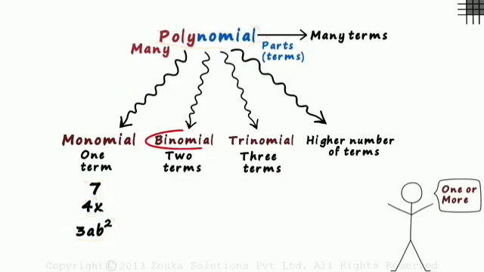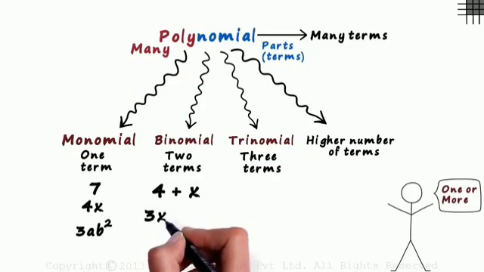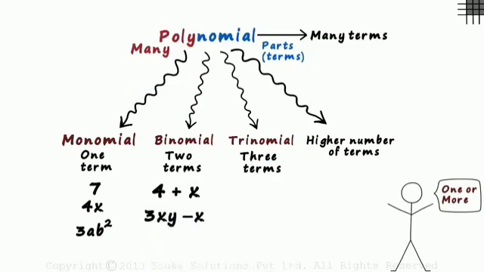An example of a binomial would be 4 plus x. The plus sign separates the terms. Another example would be 3xy minus x.